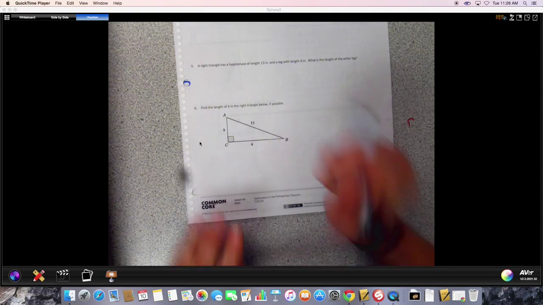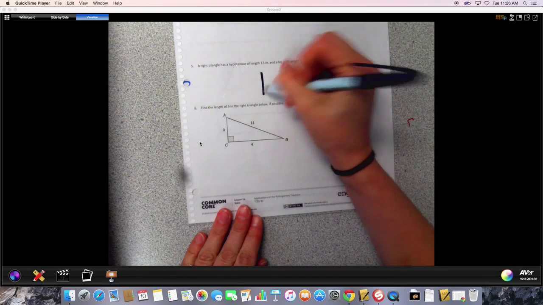So it says a right triangle has a hypotenuse of length 13 inches and a leg with length 4 inches. What is the length of the other leg? My hint to you is that if you have a situation with no picture, draw one. Draw one for yourself so that you can give yourself a fighting chance of answering correctly. So this is talking about a right triangle. Pretty easy to draw one of those.